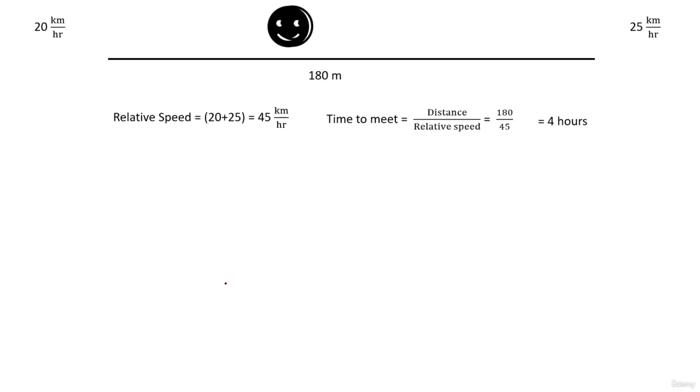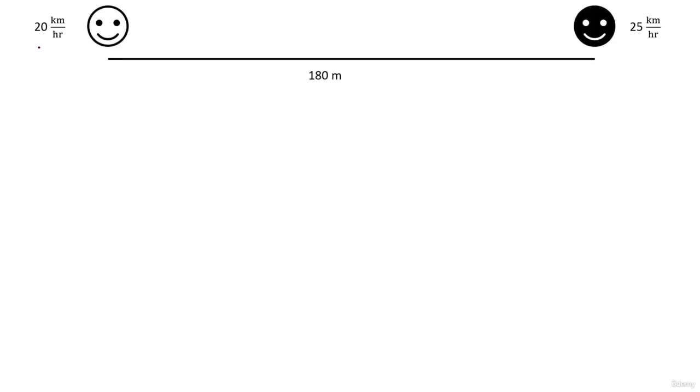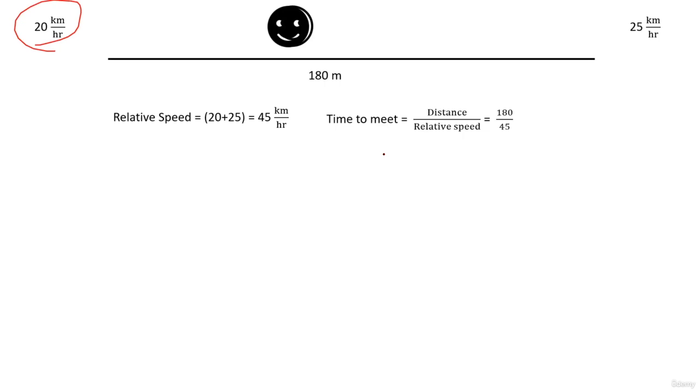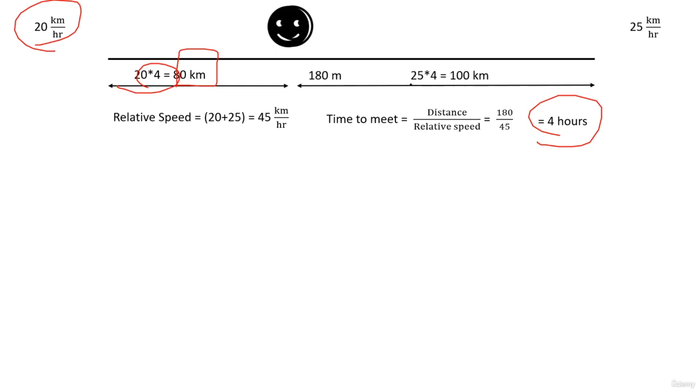Okay, now let's talk about a scenario after meeting. When the white smiley started, it started with a speed of 20 kilometers per hour and it ran for 4 hours, right? So what is the distance it will travel? 20 multiplied by 4, 80 kilometers. Same way, the black smiley starts with a speed of 25 kilometers per hour, and it traveled for 4 hours. The distance it travels is 25 into 4, 100 kilometers, right? And that's how the 180 distance is traveled, okay? 80 kilometers and 100 kilometers, right?